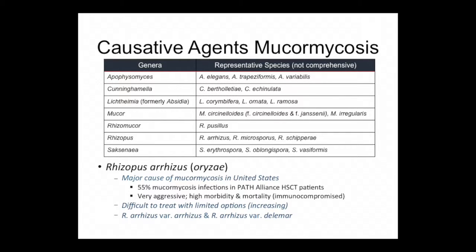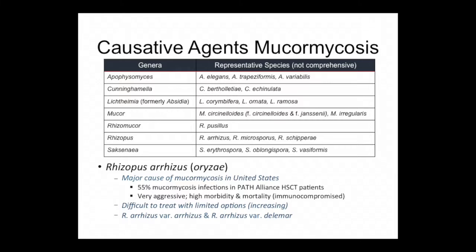Causative agents of mucormycosis: there are several different genera listed here, and some of the more common species that you can see causing infection in humans. But the one that really causes the majority of infections in the United States is Rhizopus oryzus, also known in the literature as Rhizopus oryzae. Within the Path Alliance stem cell transplant cohort, it was responsible for about 55% of mucormycosis. It can be very aggressive, associated with high morbidity and mortality, especially in your immunocompromised population in which you can't correct the underlying immunodeficiency. In the past, it's been very difficult to treat, although our options are now increasing.